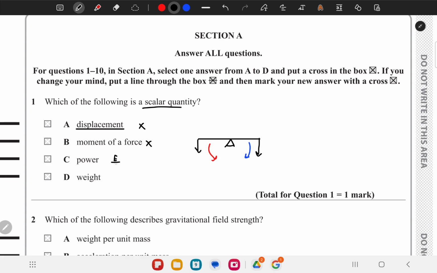Power is energy per unit time. Energy is a scalar quantity. It doesn't depend on direction. So power also doesn't depend on direction. So it must be power.